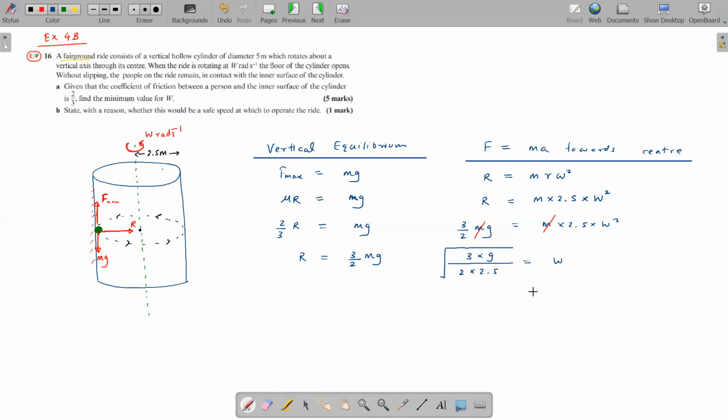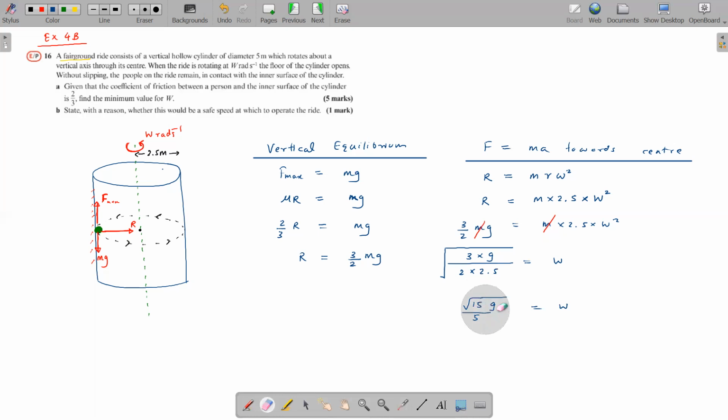If you type that inside the root, I think you get root 15 over 5. That is the answer you get if you type it in the calculator. And remember, the g is still inside the root.